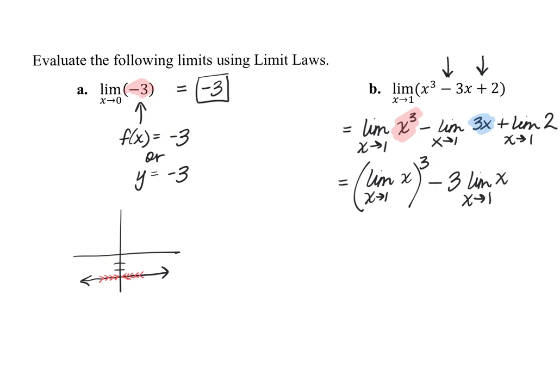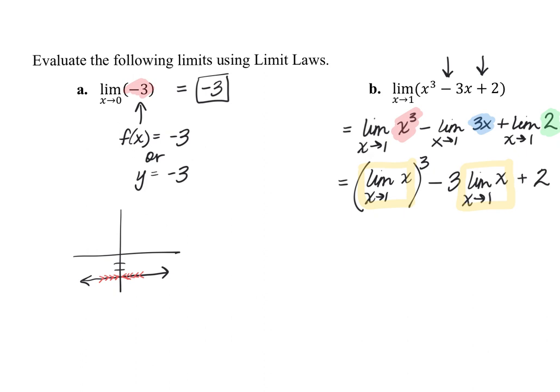Then our last limit is the limit as x approaches 1 of 2. And 2 is a constant, just like we did in our first example. We know the limit of a constant is the constant. So therefore, this limit will be equal to just 2. So now, if you take a look at the limits that we have, the limit as x approaches 1 of x, and then we have another limit as x approaches 1 of x.